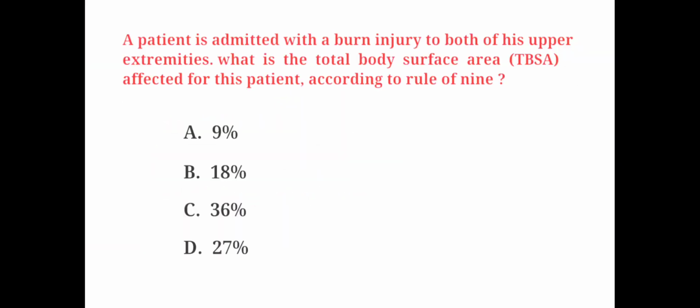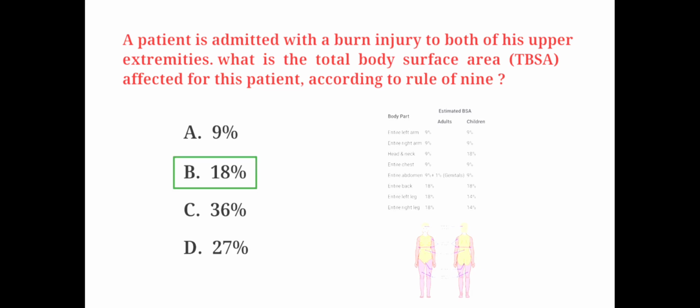A patient is admitted with a burn injury to both of his upper extremities. What is the total body surface area affected for this patient according to rule of 9? A. 9%, B. 18%, C. 36%, D. 27%. And the correct answer is B. 18%. The front and back of each arm and hand equal 9% of the body surface area. Entire left arm burns is 9%, entire right arm burns is 9%. That equals 18% of burns according to rule of 9.